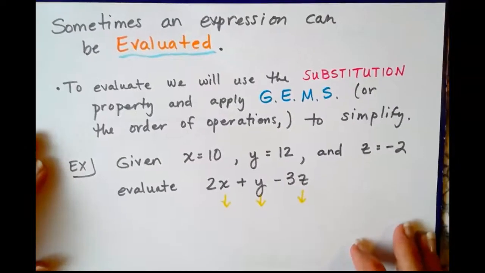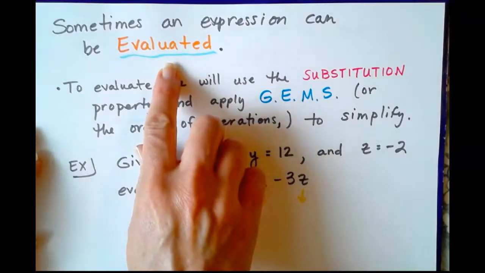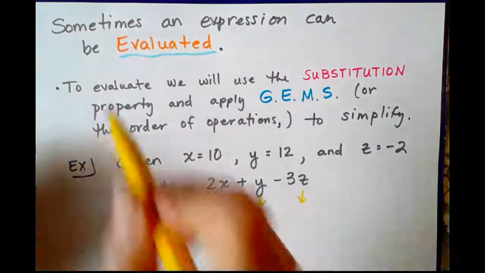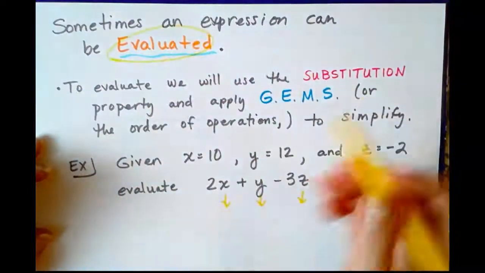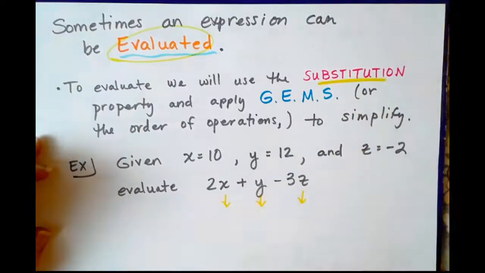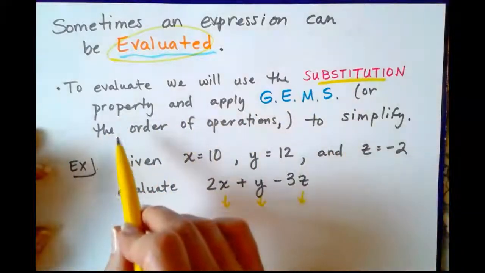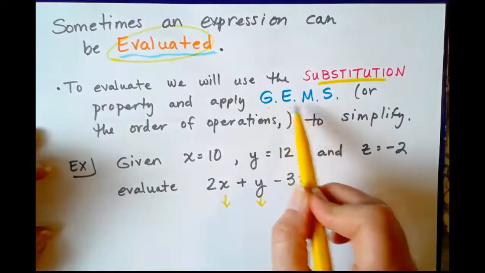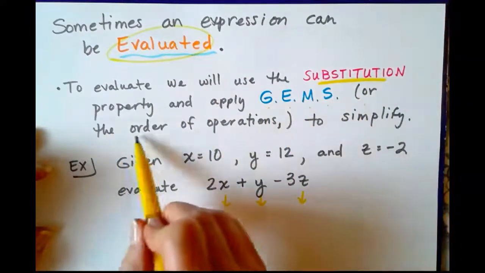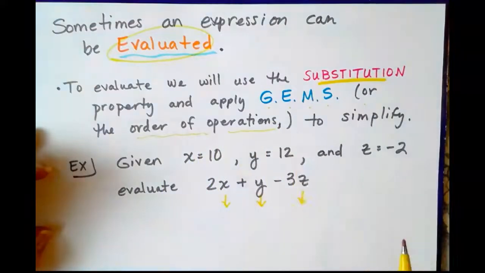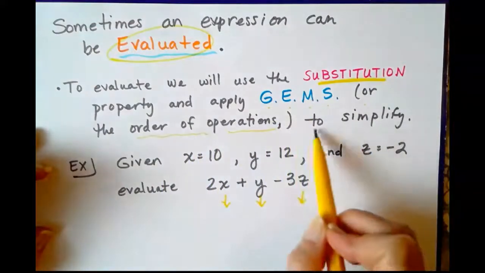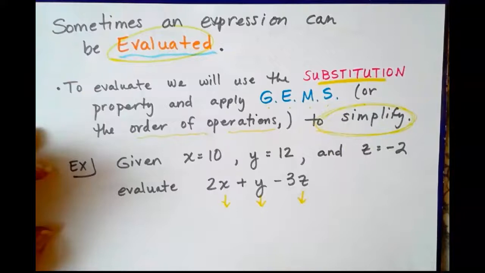So sometimes an expression can be evaluated, and every time that you see this word evaluated, you need to get ready to do some substitution. We're going to be plugging in numbers whenever we see the word evaluate. So to evaluate, we'll use the substitution property and apply GEMS, which is the same thing as the order of operations. So to now simplify.